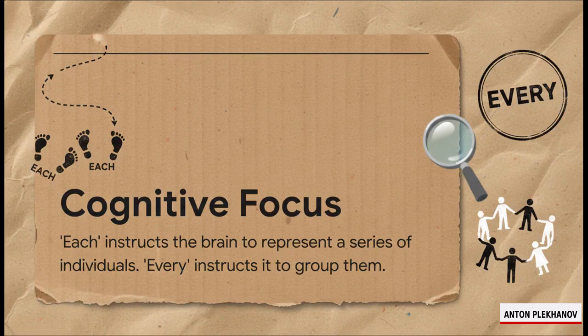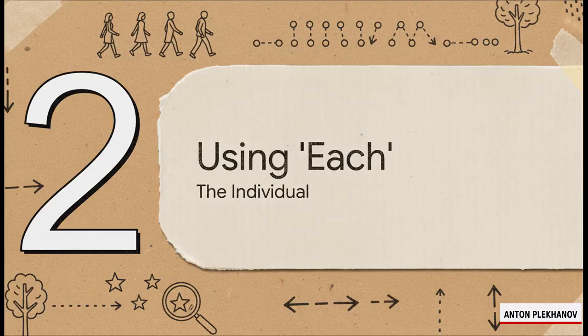And this isn't just some abstract grammar rule, you know? It actually has to do with something called cognitive focus. Basically how your brain likes to organize information. Think of these words as little instructions you give your brain. Each says, hey brain, think of these as a list of separate things. And every says, okay brain, see all of these as one big collection. Okay, so let's follow that first instruction.